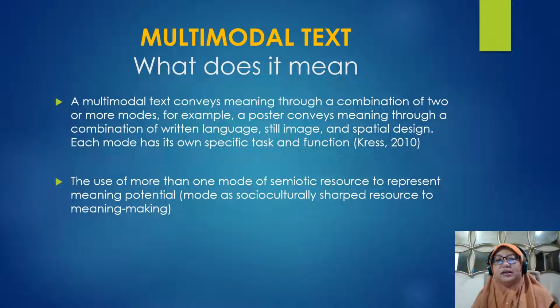And what is very important in understanding multimodal text is the use of more than one mode of semiotic resources to represent meaning potential. And what we have to bear in mind is that when a semiotic resource is used, it is somehow connected to social cultural practices, because how you practice is determined by how it has been accepted in the society, and you will suit the needs and the acceptance of the society. Yeah, so it's never natural.